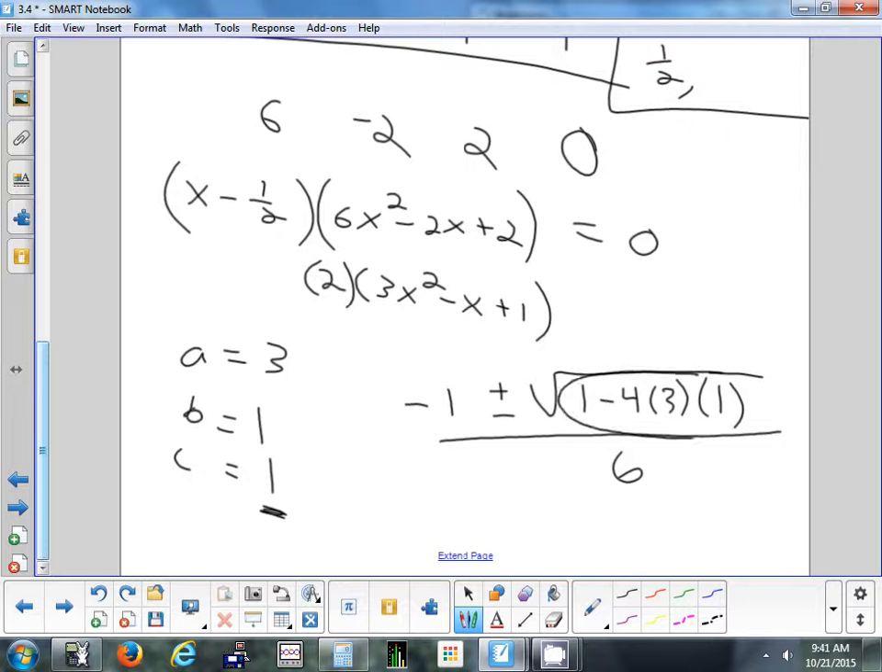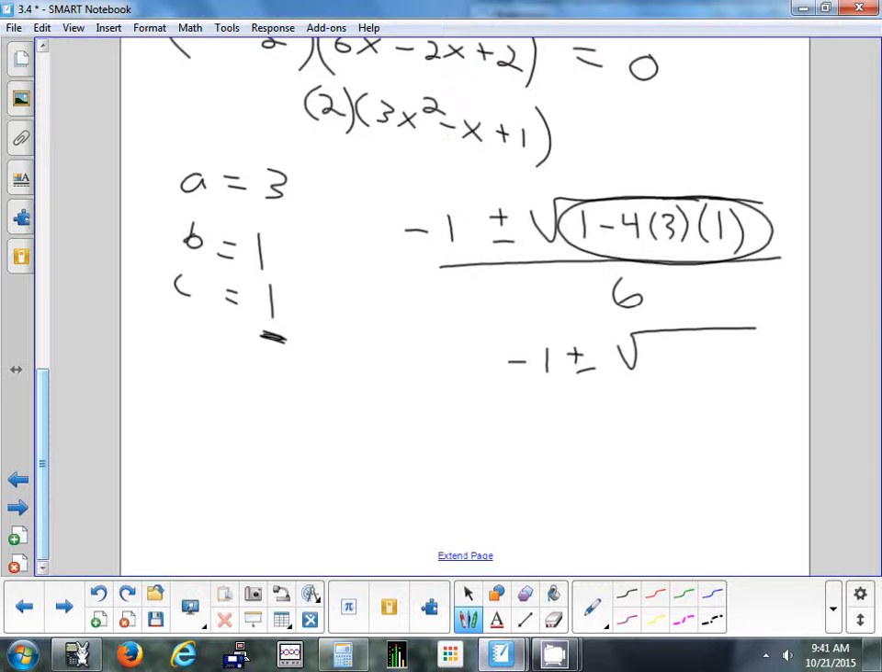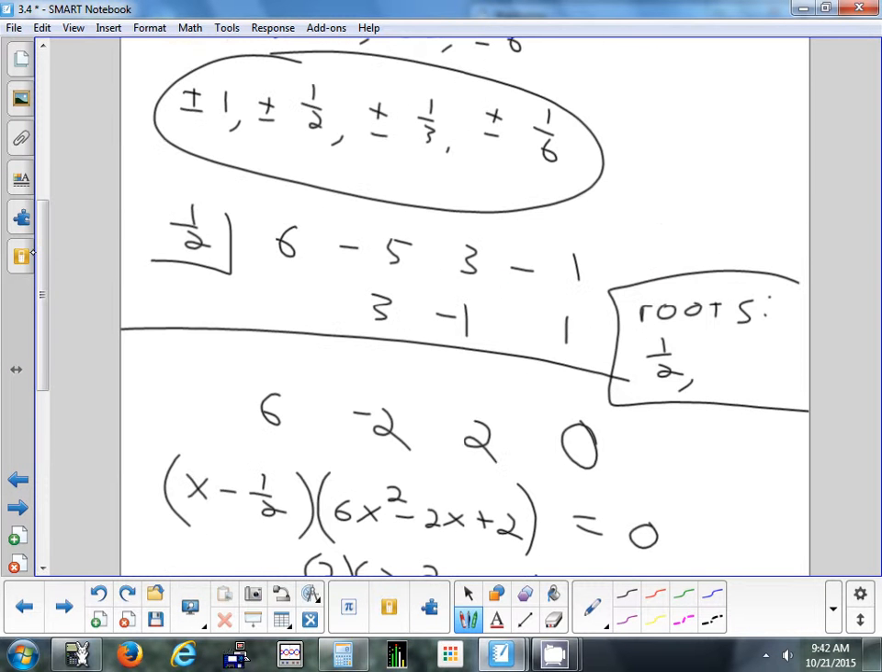Okay, just focus on this part. What's going to happen there? What's 4 times 3? 12 times 1? 12. Now what's going to happen on that part? It's going to be negative. It's negative 11. Can you take the square root of a negative? That'd be imaginary. They didn't ask for imaginary answers in this problem. So this is the only answer. There are no other rational roots.